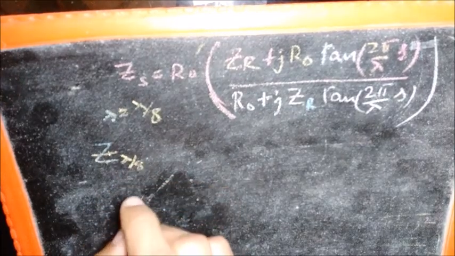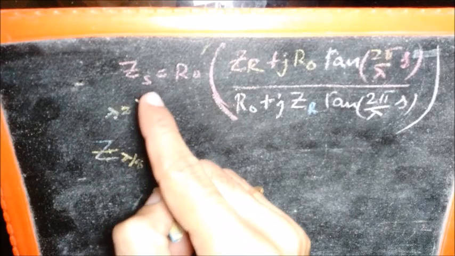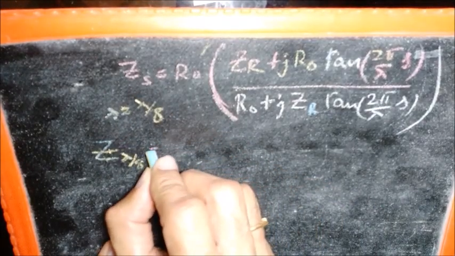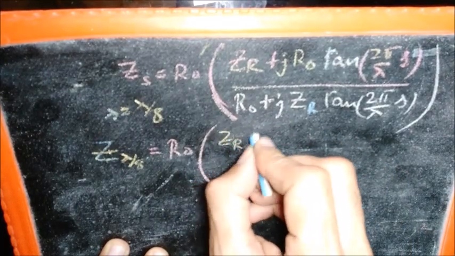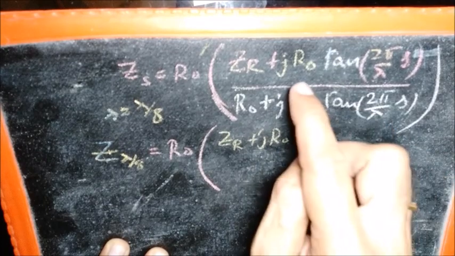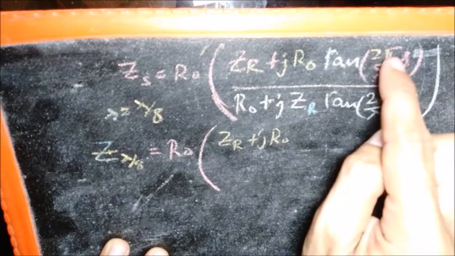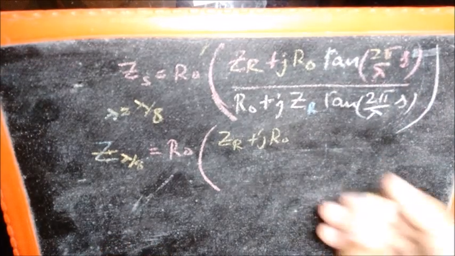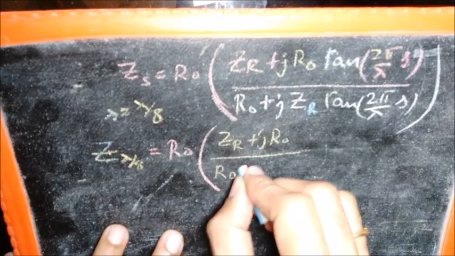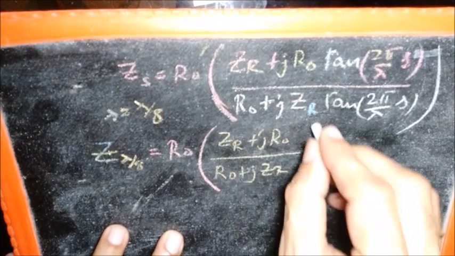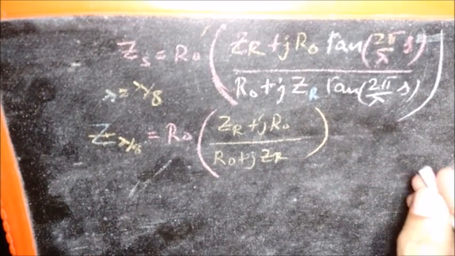So I will write Z lambda by 8 because S is lambda by 8, and you can see that this turns out to be ZR plus JR0 over R0 plus JZR, because tan 2 pi by lambda into lambda by 8 gives, lambda cancels, pi by 4. So tan pi by 4 is 1. So you get ZR plus JR0, and for the same reason, the tan in the denominator will also become 1, and we end up getting the input impedance as given here.